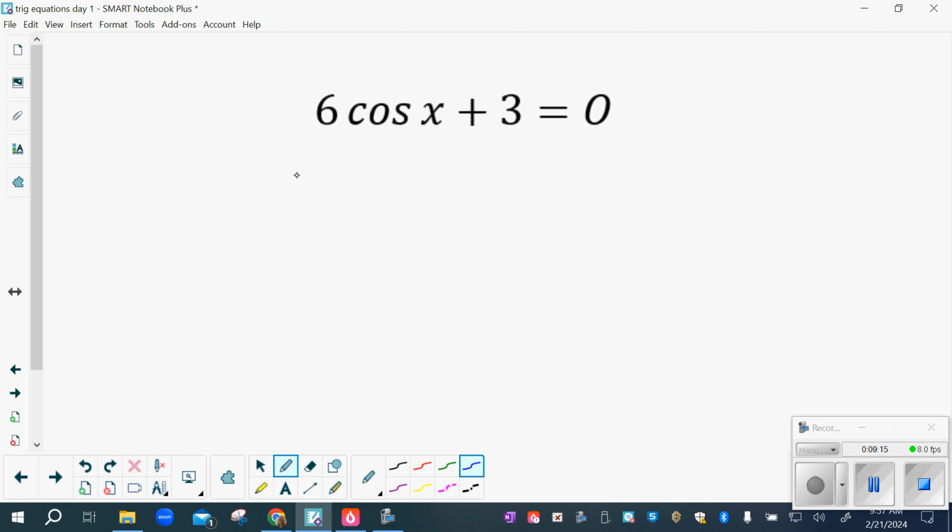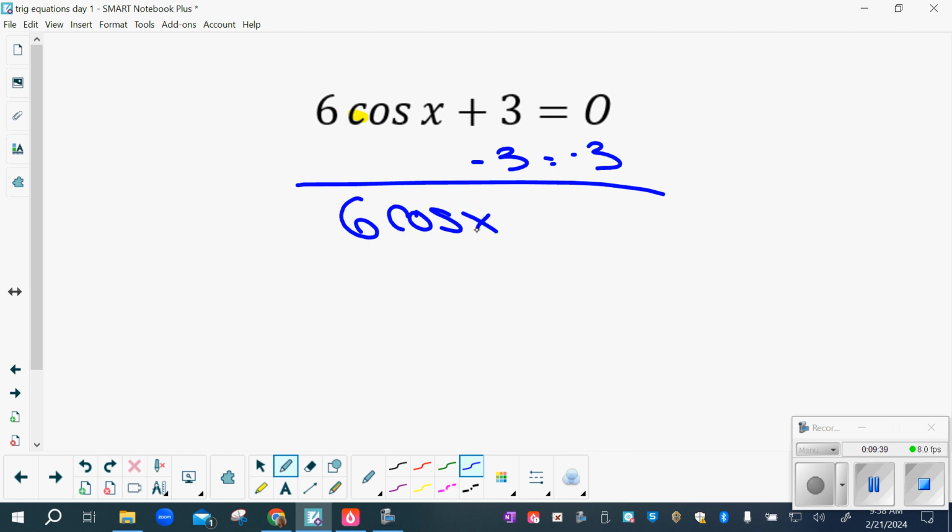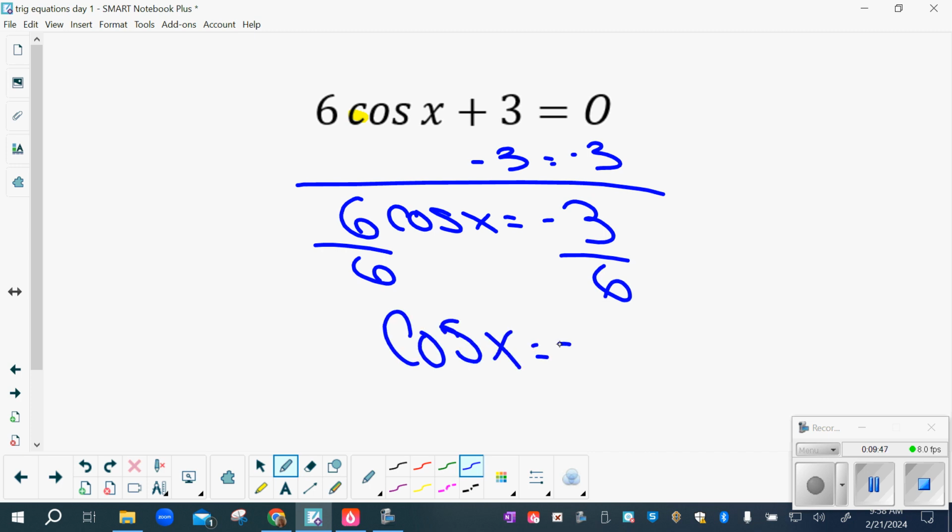We want to get this guy all alone. You know the math. Subtract the 3. Divide by 6. I'm going to have 6 cosine x equals negative 3. Divide by 6. Divide by 6. Cosine x equals negative 1/2. Once I'm at that point, I go to the unit circle.